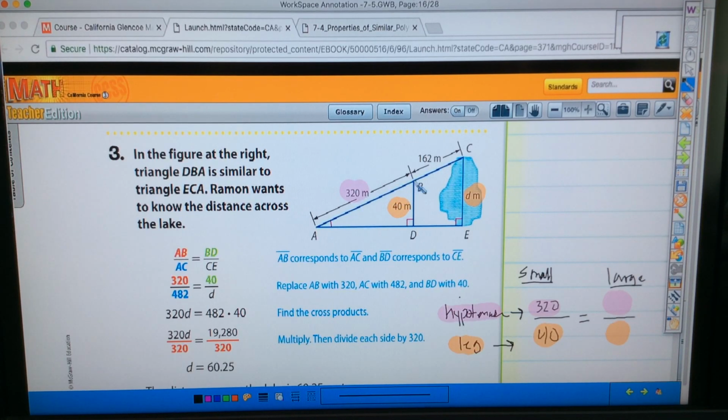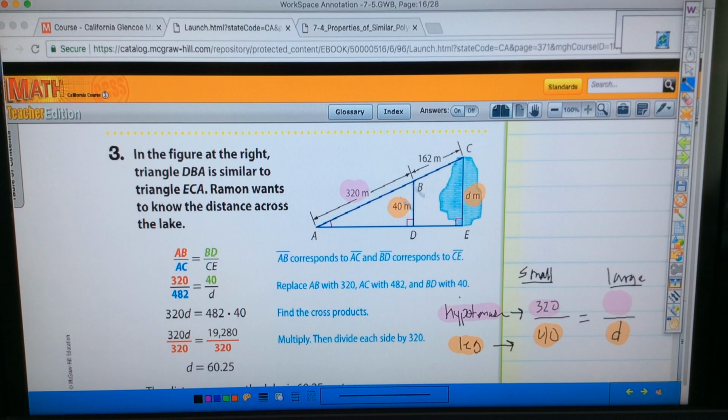Okay, so we know both dimensions for the small. We know the hypotenuse is 320. We know that the leg is 40. We're looking for, in the larger right triangle, the leg. So we're going to call this D. So here's what's interesting. What's the hypotenuse?